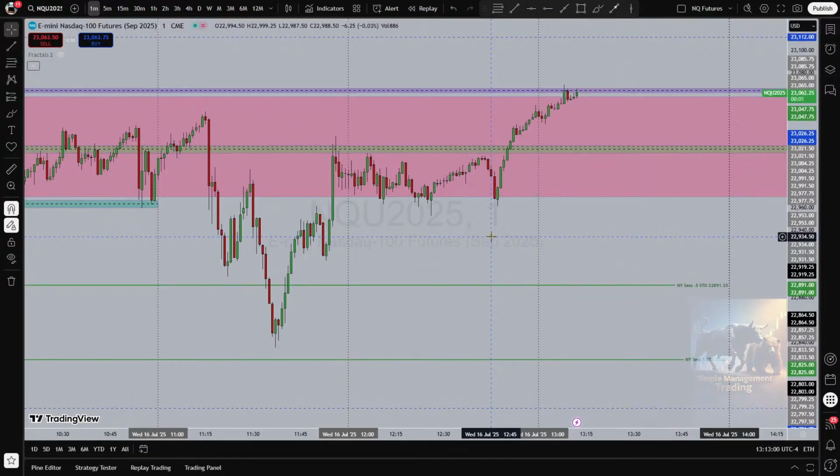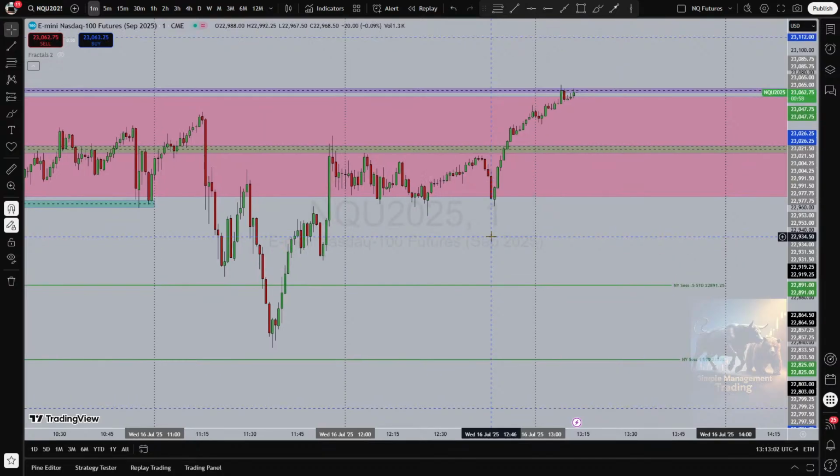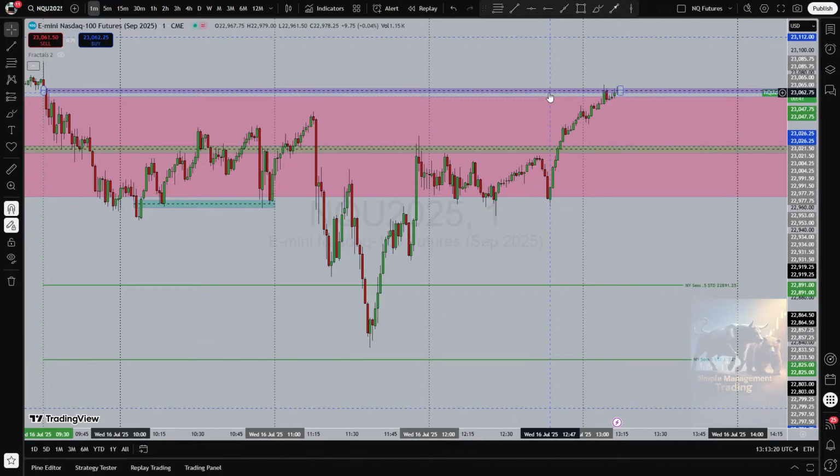What we're looking at is the NASDAQ September contract for 2025. Today is July 16th and this is the afternoon session. The lunch hour just passed. And currently price is sitting at the first presented fair value gap for the morning session. That's exactly where it went to, and that's where it's sitting right now.